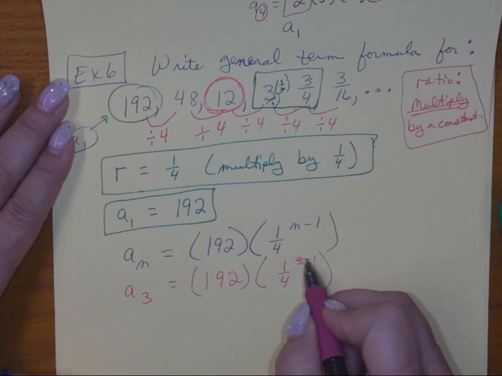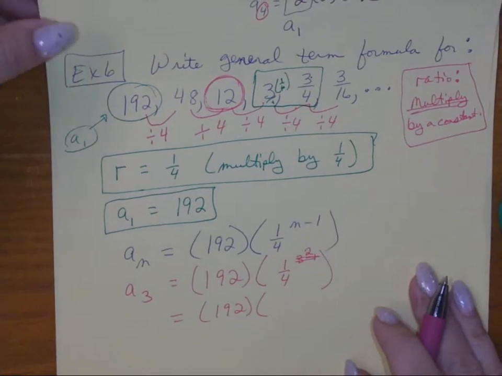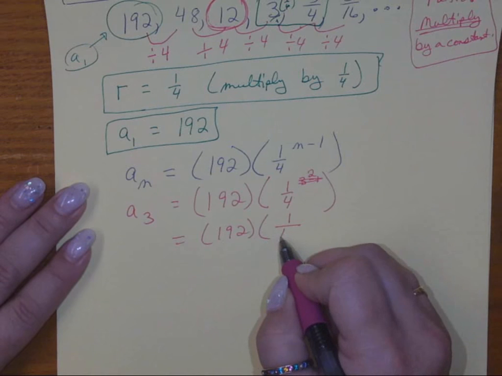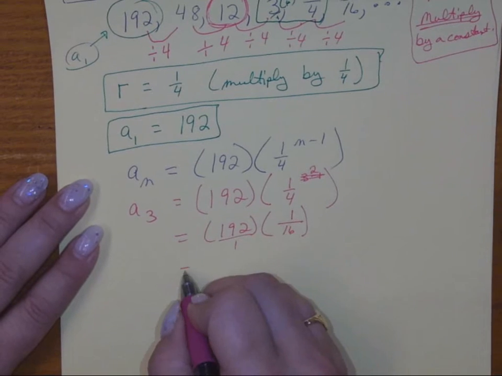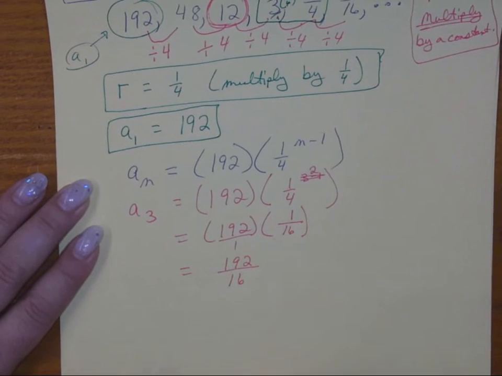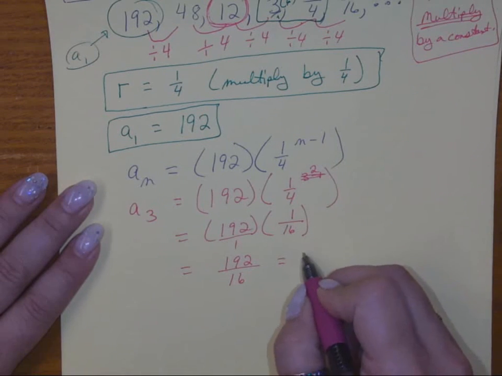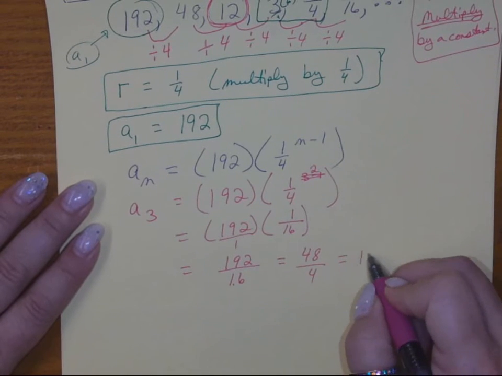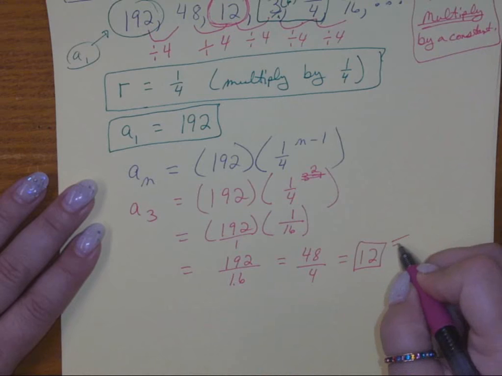Is that okay? All right. 1/4 to the second power. If I have a fraction, I square the top: 1 times 1 is just 1. And I square the bottom: 4 times 4 is 16. And then I can write that 192 over 1. This is the same as 192 divided by 16. And if you're not sure, you can just start dividing these out. But I know for a fact that 192 should be divisible by 4. That would be 48. And this should be divisible by 4. And then I know 48 divided by 4 is 12. So I indeed got the 12 that I should have gotten. So that was my a sub 3.